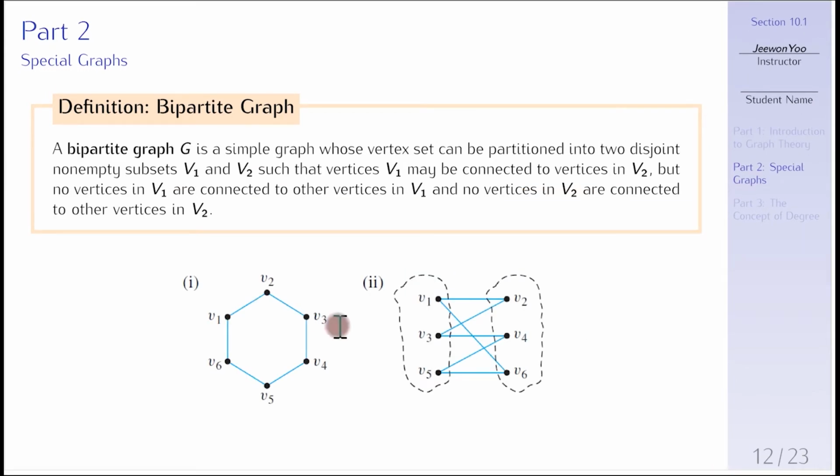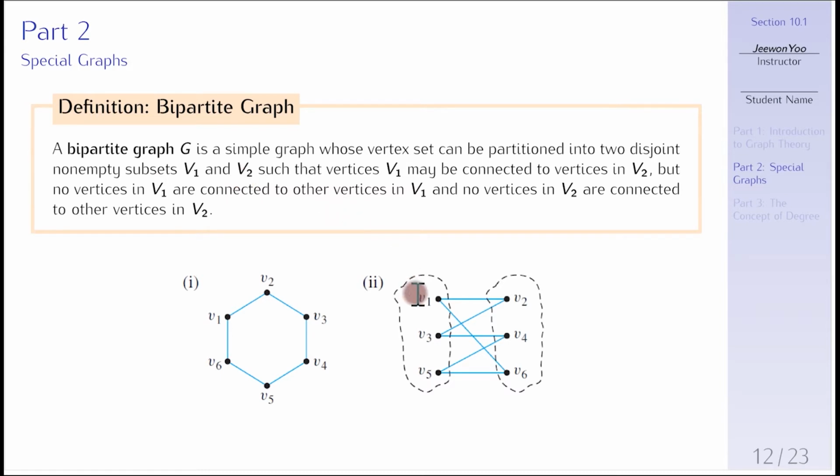Bipartite graphs. Let's consider a simple graph G that looks like this in number 1. As you can see, we have a vertex set with 6 elements. The idea is that we're going to partition this vertex set into 2 different subsets, V1 and V2. And here's the important part, everyone.